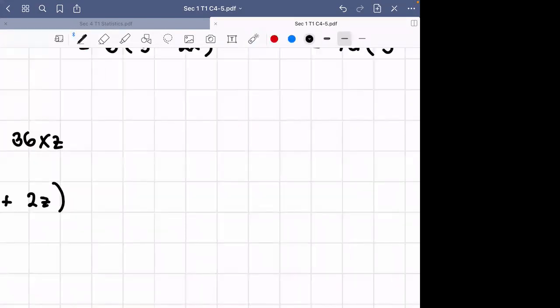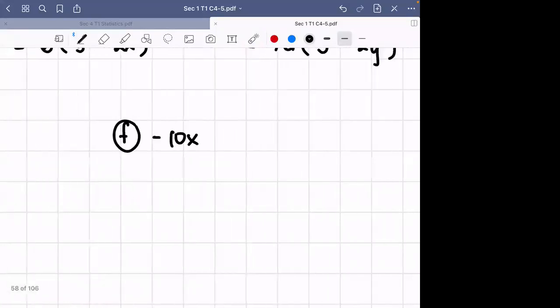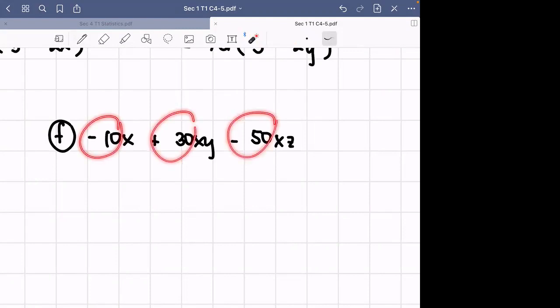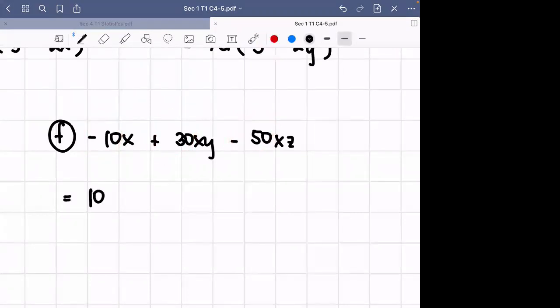So Matthew, listen here. Okay. So let's have letter F. So letter F, we have negative 10x plus 30xy minus 50xz. Okay. So observe the numbers. Okay. So for me, I'll use 10. Okay. And then 10 what? 10x. I think x, yeah? X. I have x and x here.